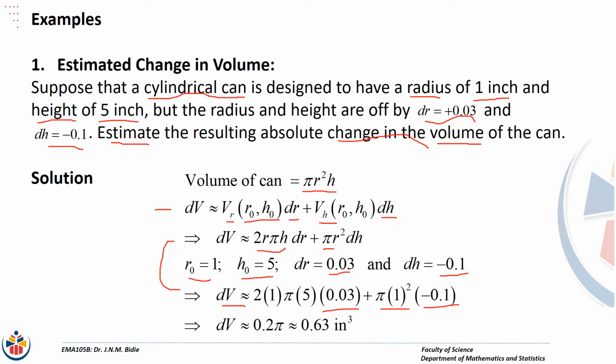Please remember that we have to have the units in there. R squared, each R is measured in inch. R squared will give you inch squared, and H is inch. Hence, we have inch cubed as our final unit for the total differential, or the absolute change in the volume of the can.